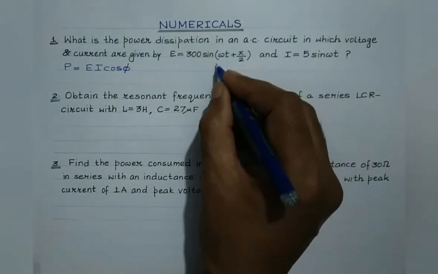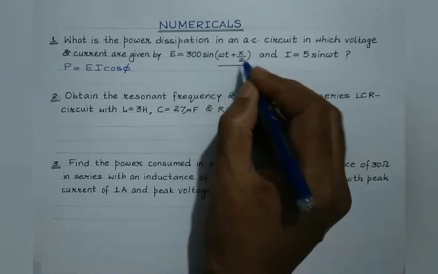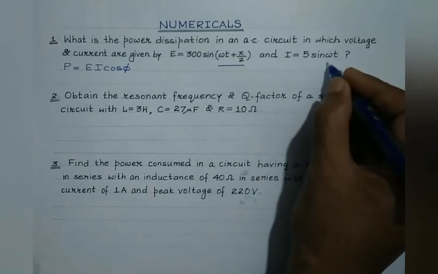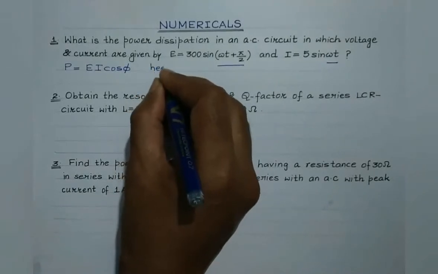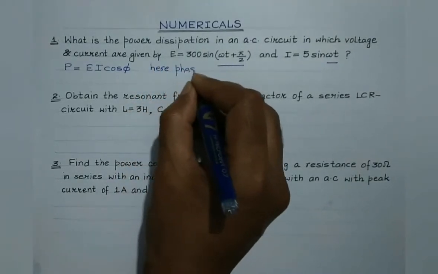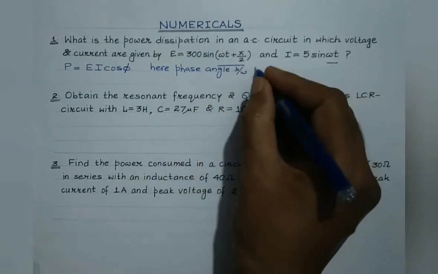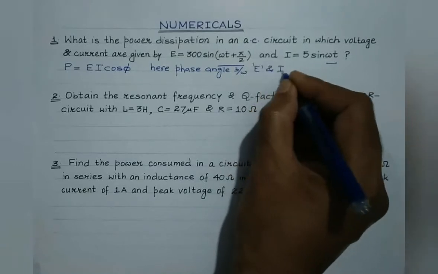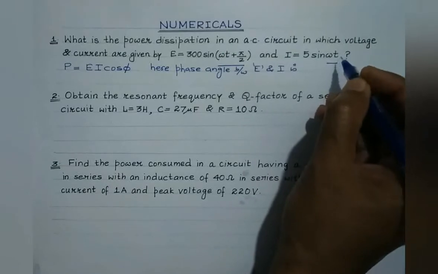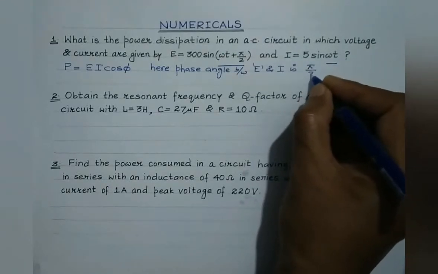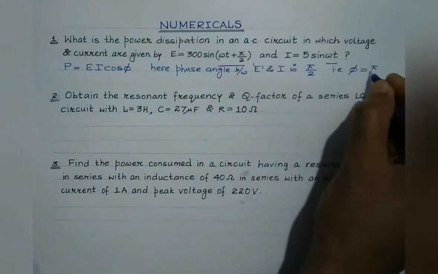Now concentrate on these two. Here the phase is omega t plus pi by 2. Here the phase is omega t. So what is the phase angle between these two? The phase angle between E and I is omega t plus pi by 2 minus omega t, right? So it is equal to pi by 2. That is, here the phase angle phi is equal to pi by 2.